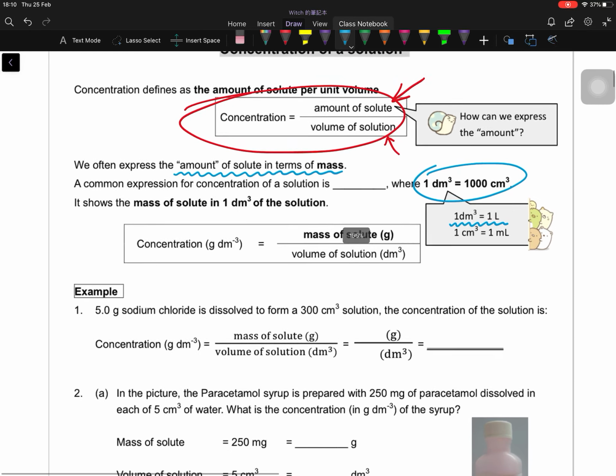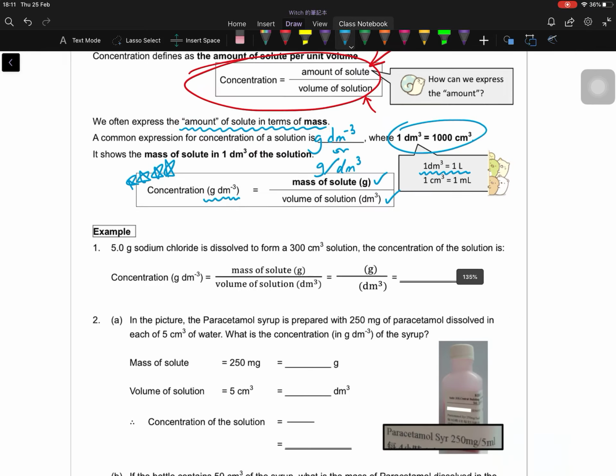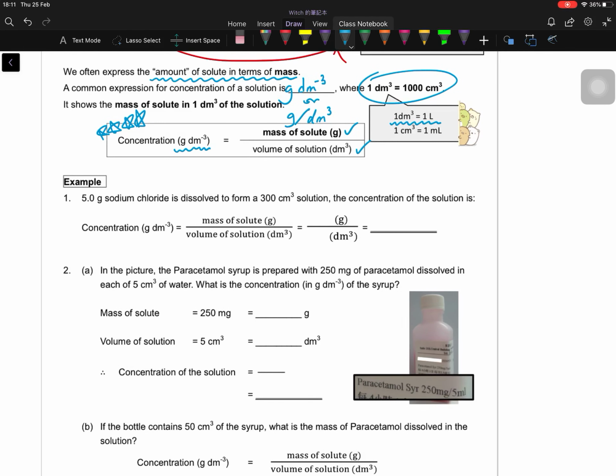So with this idea, here is a very important point: concentration is gram over dm cube. So the unit for concentration is gram per dm cube, or you can say g/dm cube. Both expressions are accepted in examinations. So you can understand, for the same mass of solute, if the volume of solution is larger, then the concentration will be smaller.